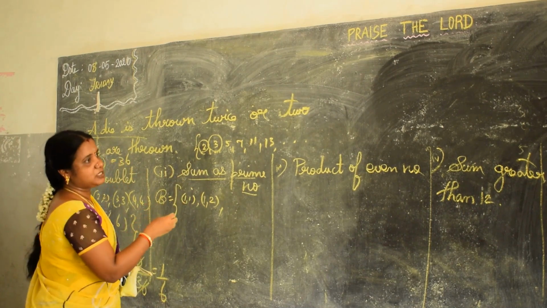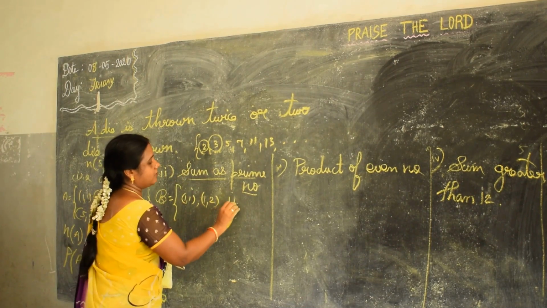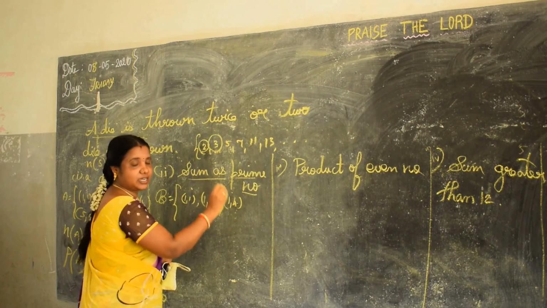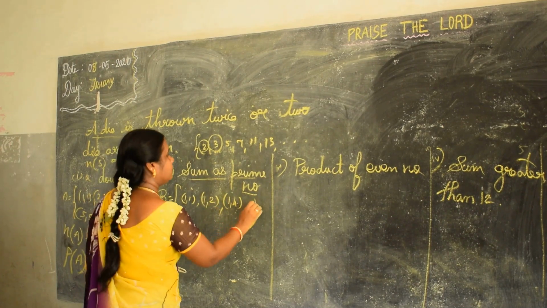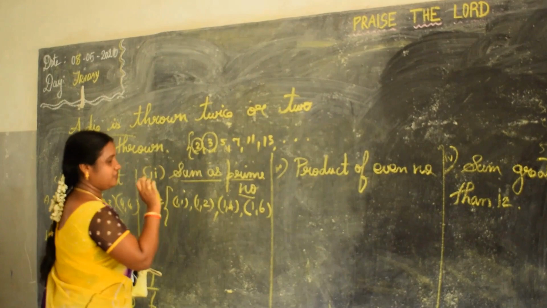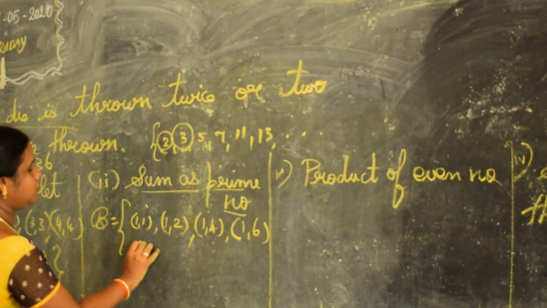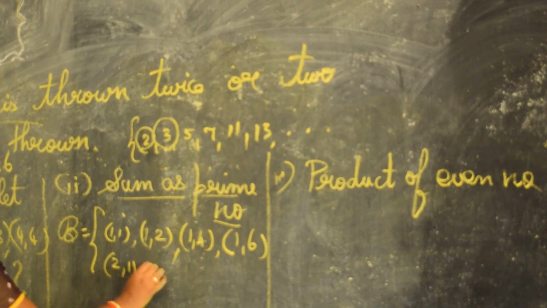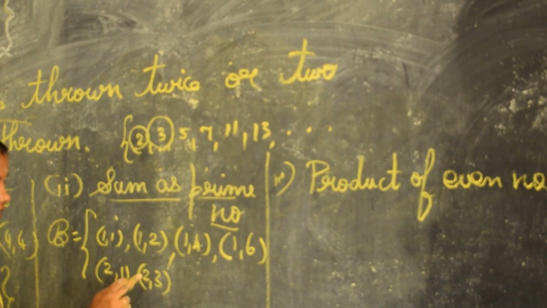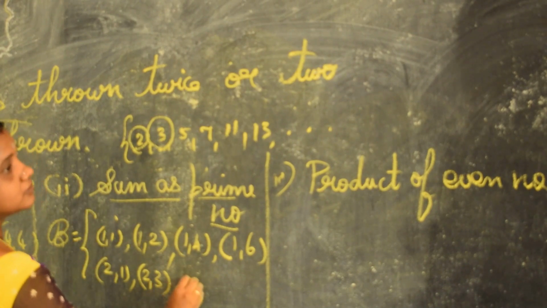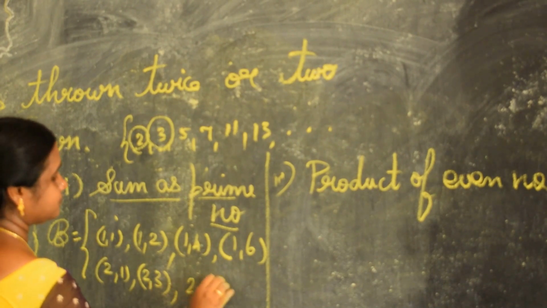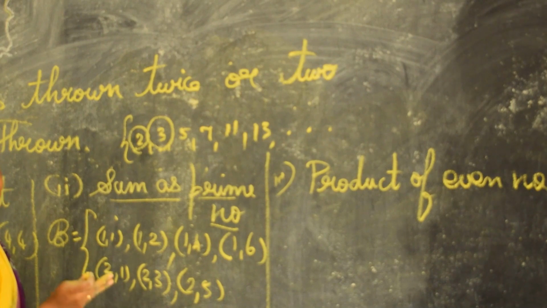Next, what is our sample space here? 1, 4. If you add this, you will get 5. Next, 1, 6, and that finishes the first row. Next, you take 2. What will come with 2? 2, 1. 2, 3. Add it and see. 2 plus 3 is 5. 2 plus 1 is 3. Next, 2, 5. That's all. 2, 6 won't come.